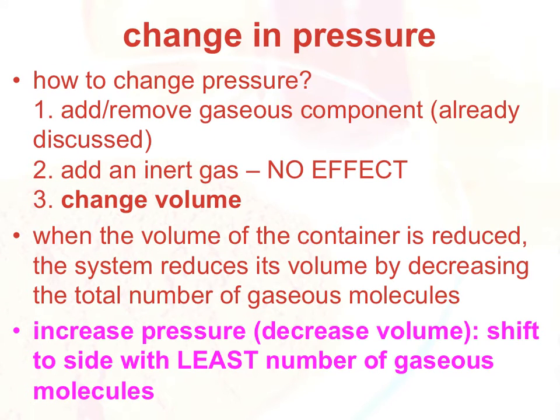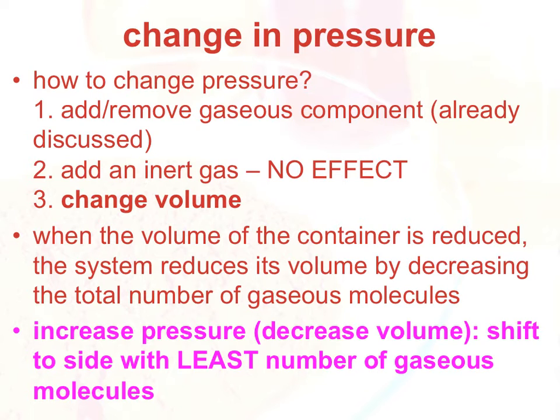Now, changes in pressure with respect to Le Chatelier's principle. There are basically three ways in which you could change the pressure of a container. The first is adding or removing gaseous components. If you add a reactant that's gaseous or subtract out a product or reactant that's gaseous, that's going to affect the shift much in the same way that we saw earlier. Second, you could add an inert gas. If you add an inert gas, it's not part of the equilibrium expression, so it's not going to shift your equilibrium. The last option is to change your volume.